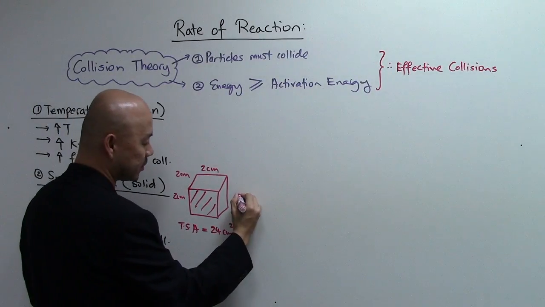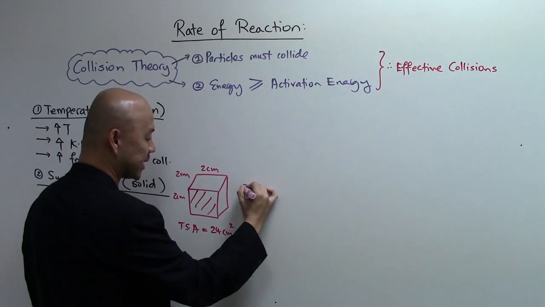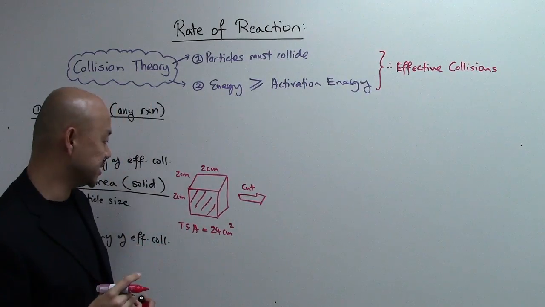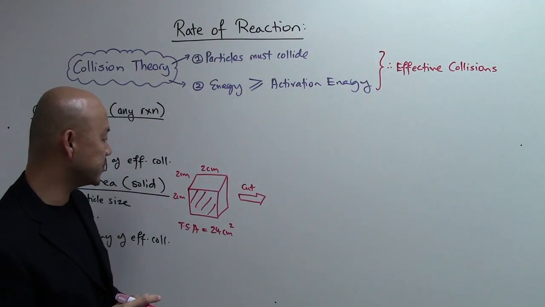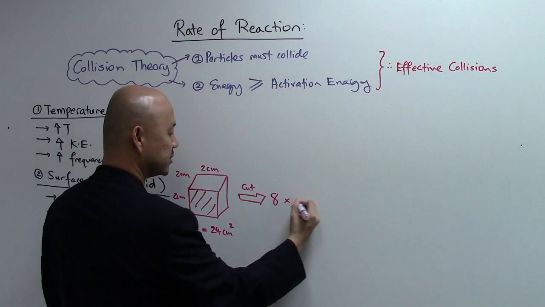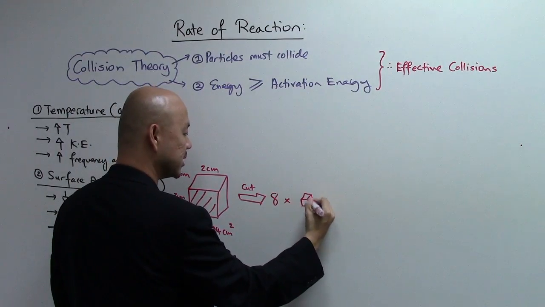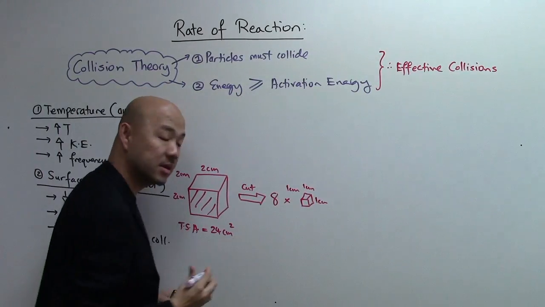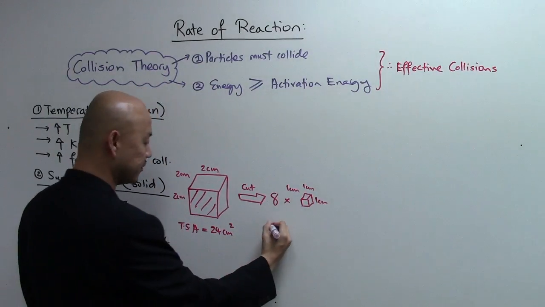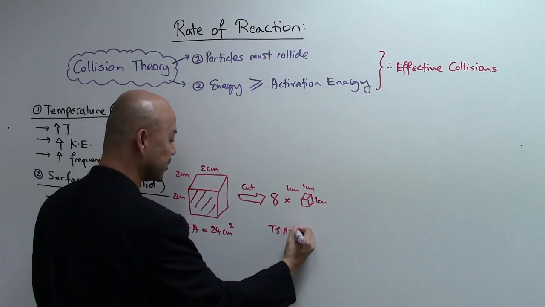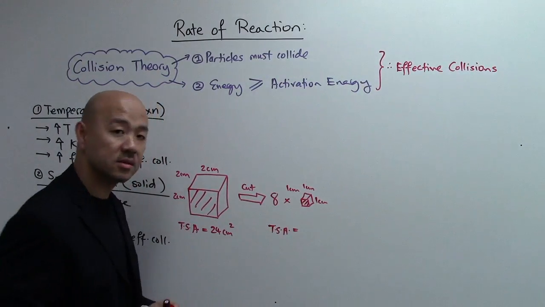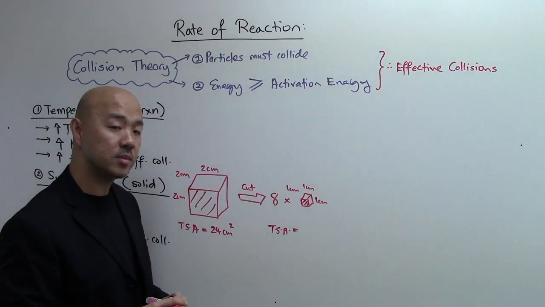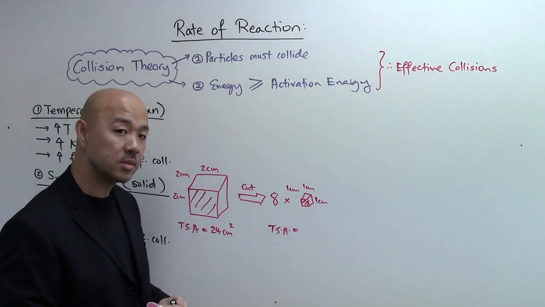Let's see what happens when I cut it into equal pieces. So this is a cube. If I cut it into equal pieces, I will have 8 smaller pieces. And you measure 1 cm by 1 cm by 1 cm. Alright, so now if you calculate the total surface area, each surface area is 1 by 1. So 1 times 1, 1 cm squared.